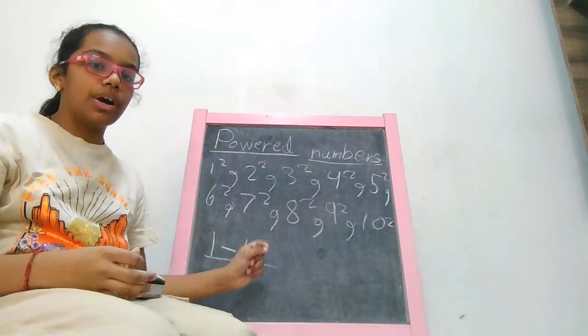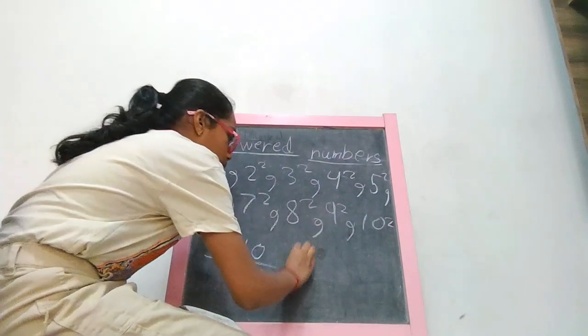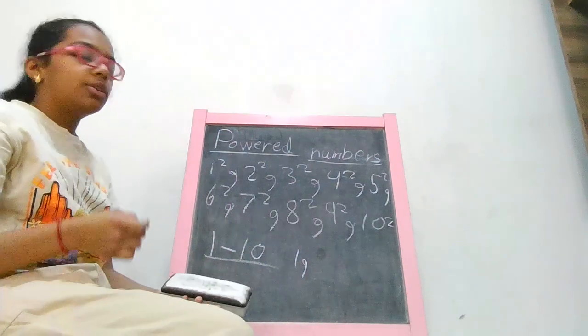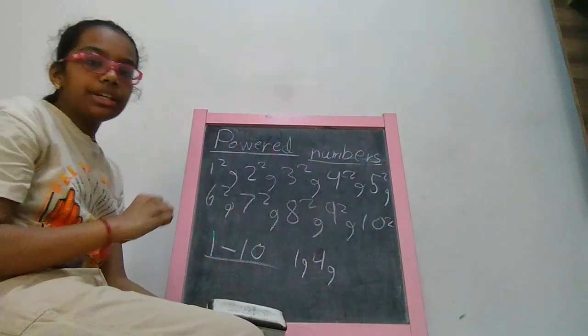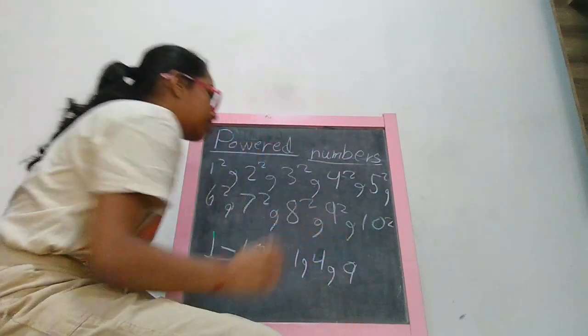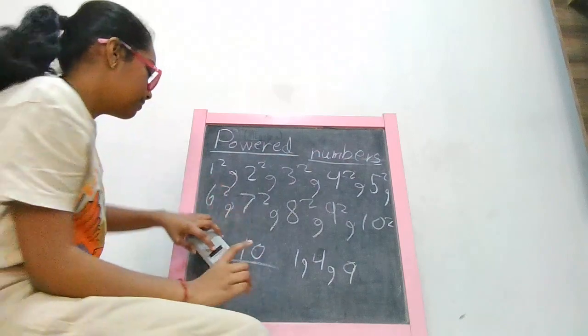First you will start with 1 times 1. So 1 times 1 is 1 squared is 1. That's the first squared number. 2 times 2, 4. That's the second squared number. 3 times 3, 9. That's the third squared number. Okay? Everything fine over here?